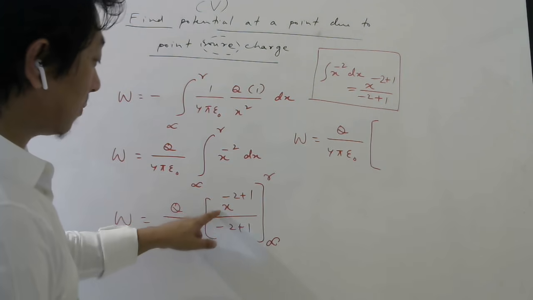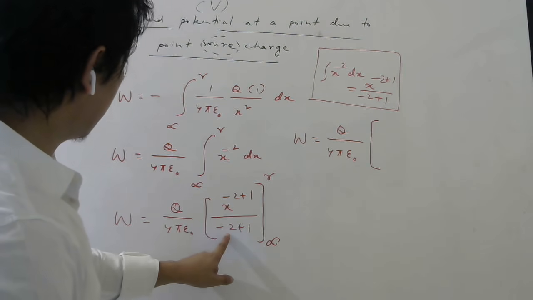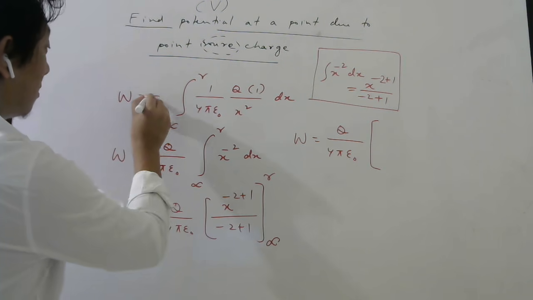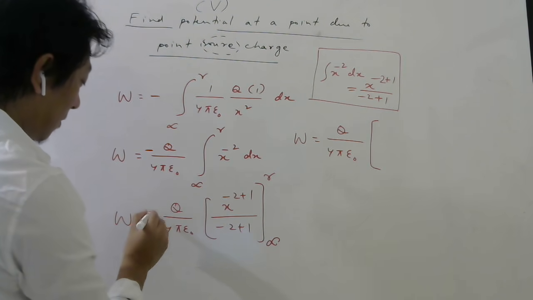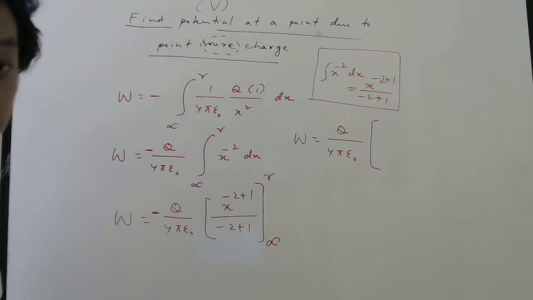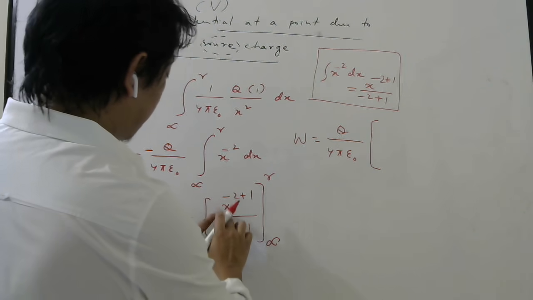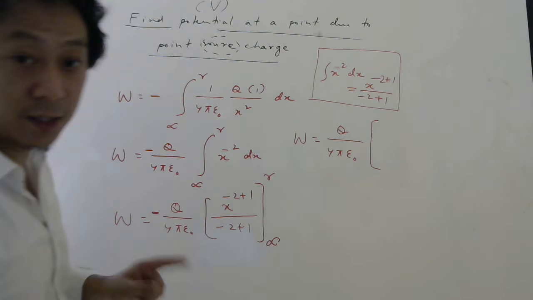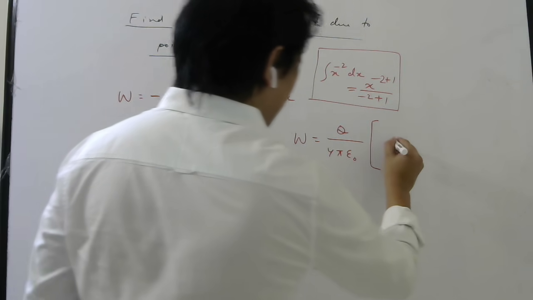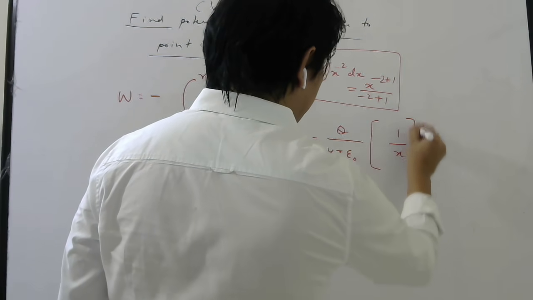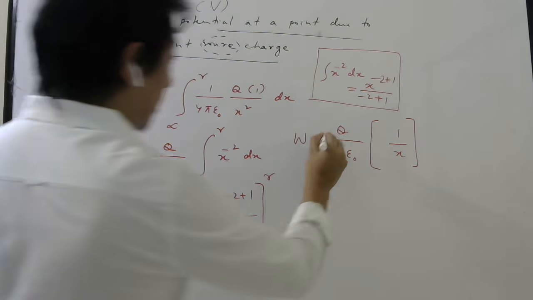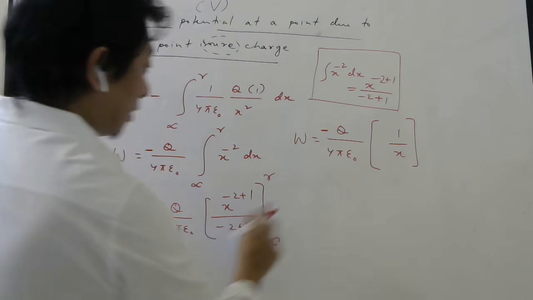Now this is x^(-1). In the denominator there is minus 1. Oh, I forgot this minus sign. See, be very careful. Okay. So this I can write, x^(-2+1) is what? x^(-1), which I can write 1 by x. And there is a minus sign here, and this minus 2 plus 1 is minus 1.